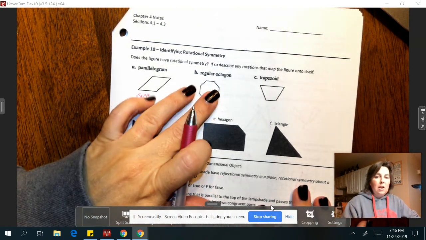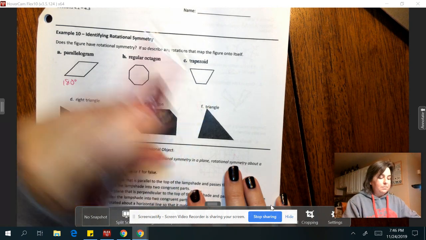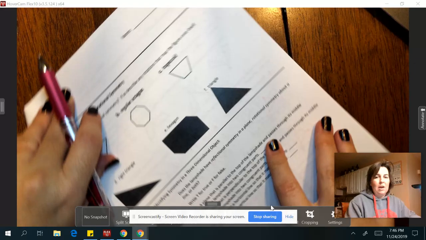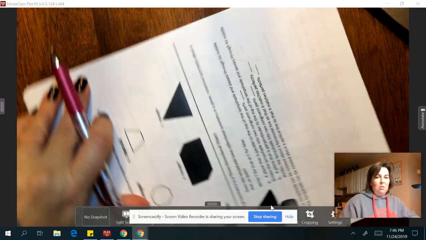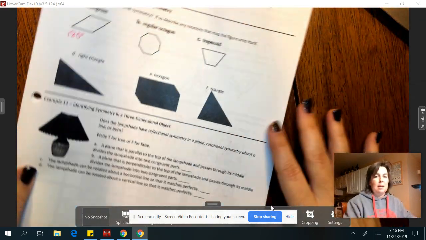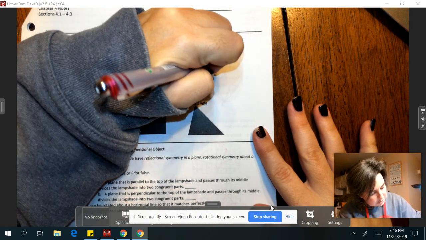Okay, the regular octagon is the hardest one on here, so we're going to skip it for now. The trapezoid, you'll see it has the small part on the bottom and the big part on top. If I turn it, it only has that small part on the bottom and the big part on top when it's facing this way. So this one has no rotational symmetry.